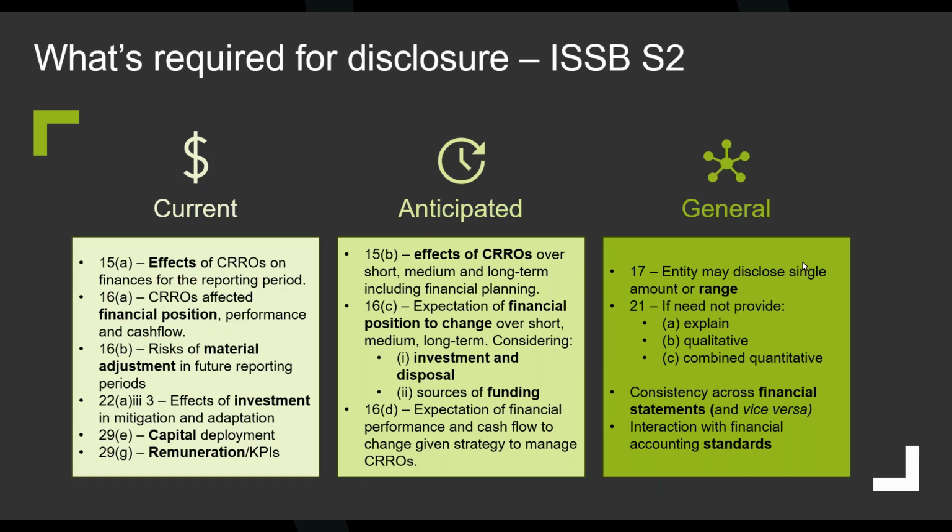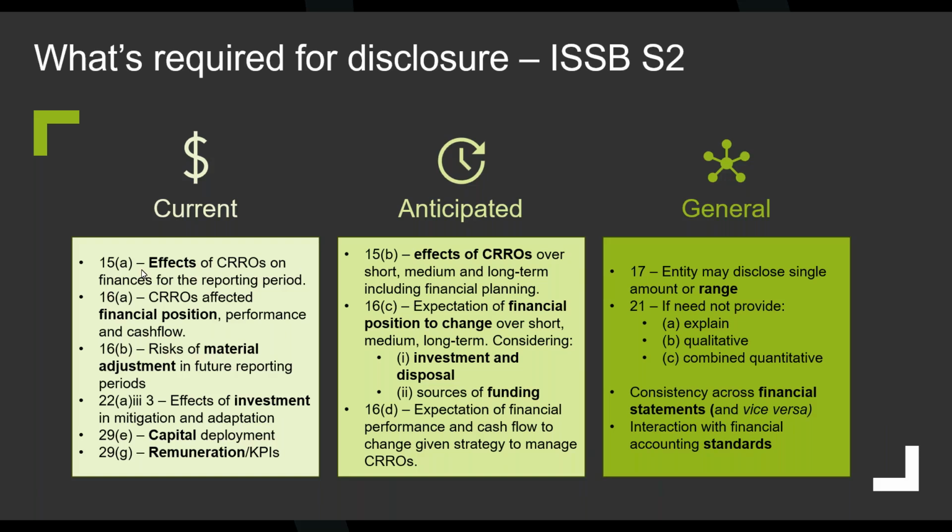And then the third bucket is general requirements, together with some guidance on how to disclose. Although all of S2 is a requirement, it's a very general document, so some elements need some interpretation to make them as relevant as possible to the reporting organisation. One example is that when it comes to potential financial impacts of climate risk, you might want to disclose a single amount or a range. Obviously, a range will often be more practical.